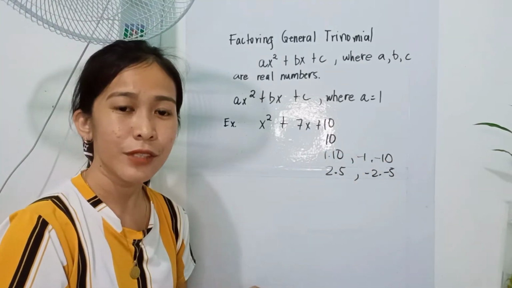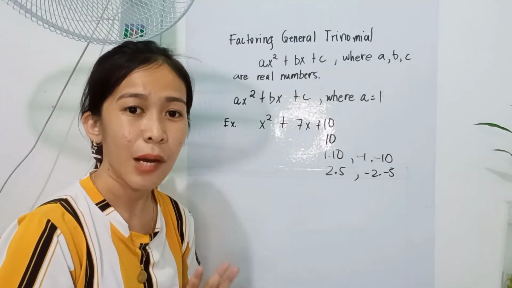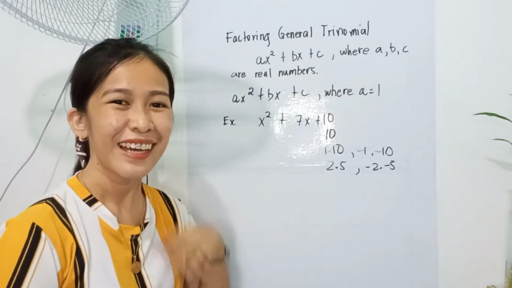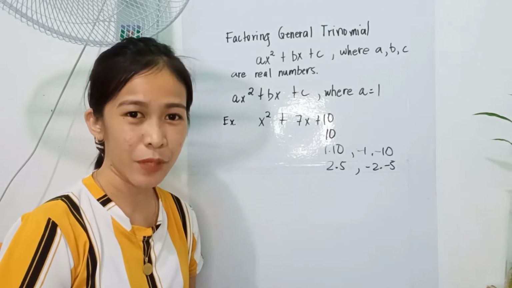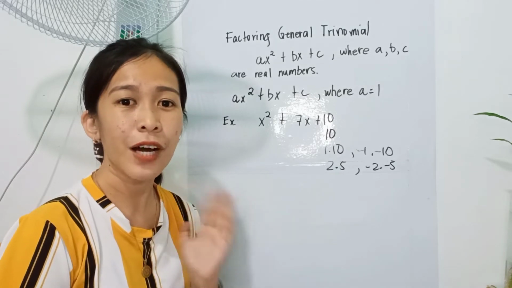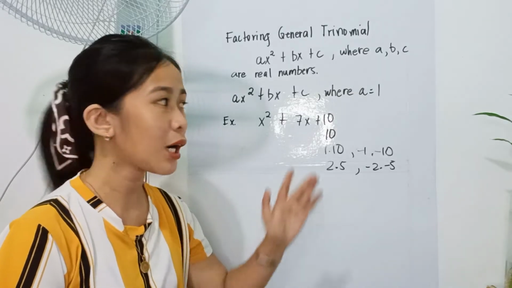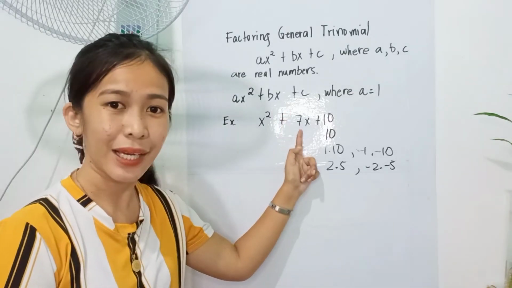Okay? Ngayon, let's proceed to step number 2. Ngayon, ito na ang pinaka-exciting part. So, what are we going to do in step number 2 is to find the factors of c whose sum is equal to the constant b. Okay?